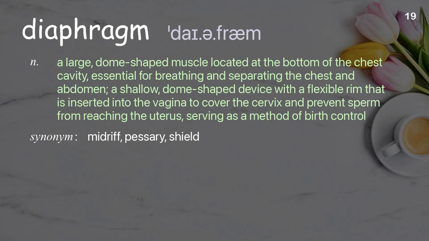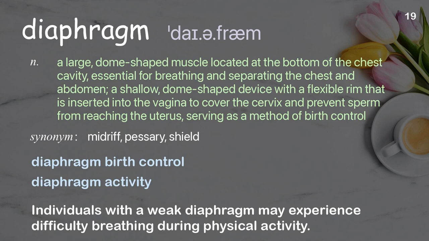Diaphragm. A large, dome-shaped muscle located at the bottom of the chest cavity, essential for breathing and separating the chest and abdomen; also a shallow, dome-shaped device with a flexible rim that is inserted into the vagina to cover the cervix and prevent sperm from reaching the uterus, serving as a method of birth control. Examples: diaphragm birth control, diaphragm activity. Individuals with a weak diaphragm may experience difficulty breathing during physical activity.